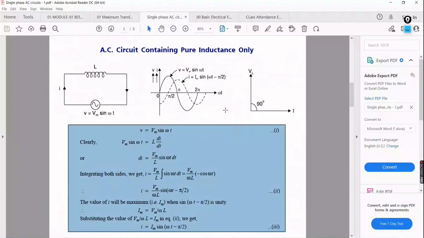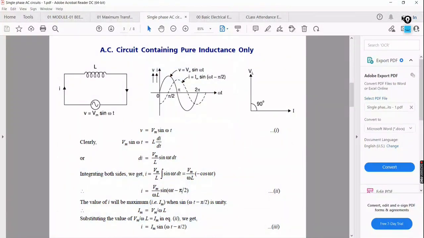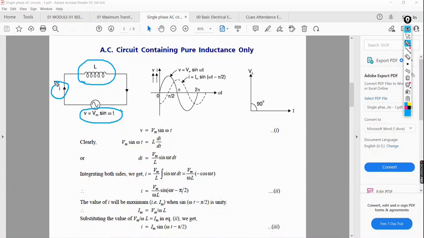Next, with respect to pure inductance. In the case of pure inductance, what happens? Here we apply to the inductance a voltage V equal to Vm sine of omega t. This will cause the instantaneous current, small i. But in the case of pure inductance, the current will lag the voltage by an angle of 90 degrees. Current lags voltage by an angle 90.